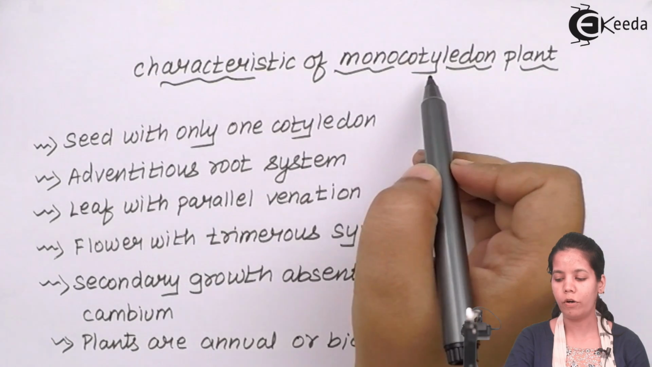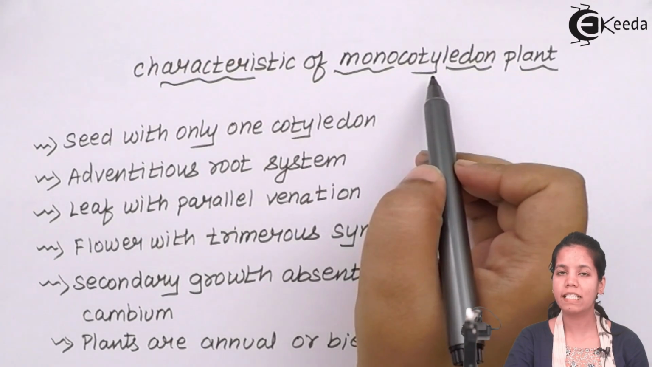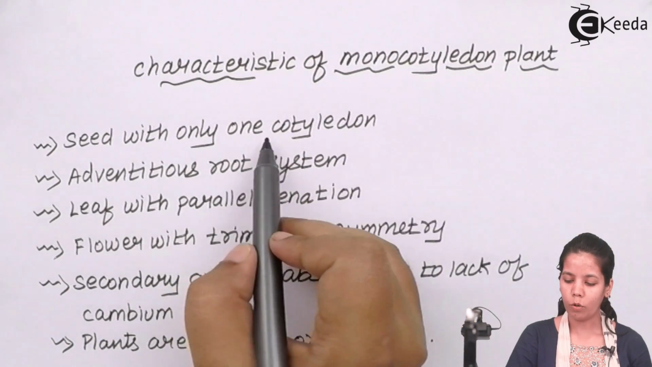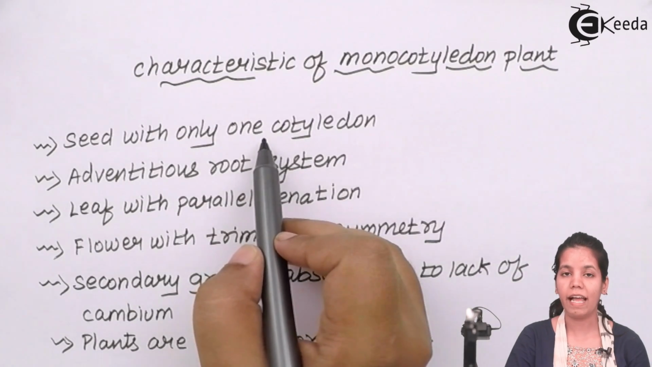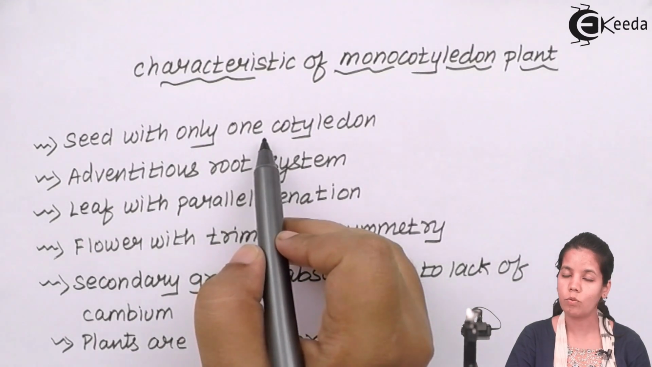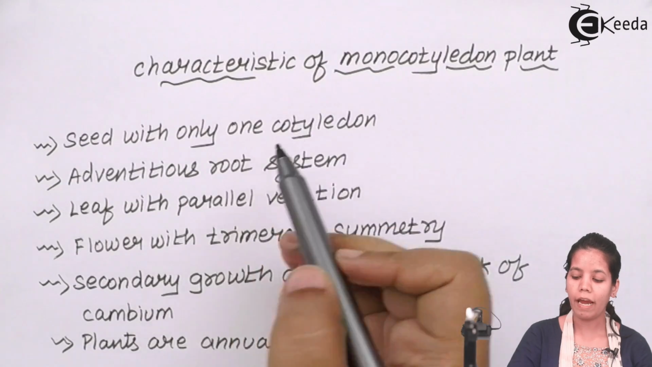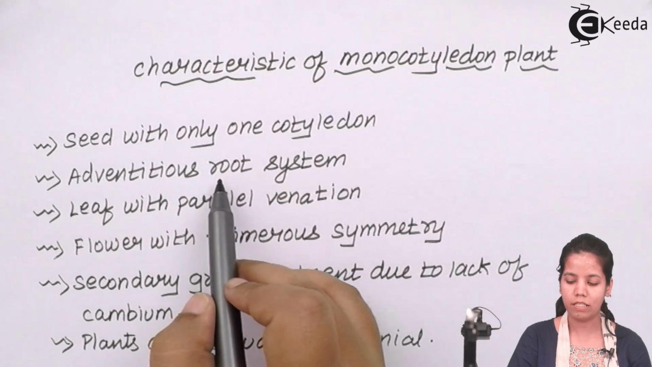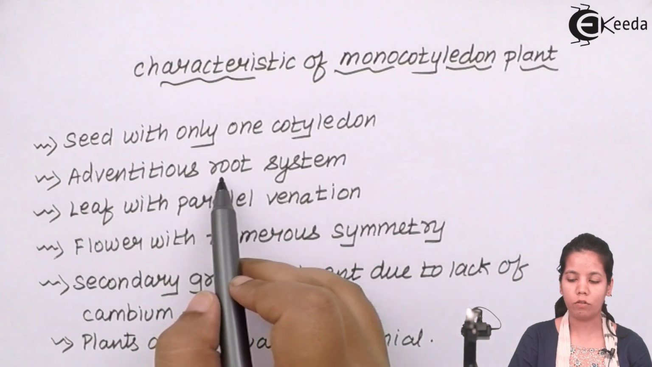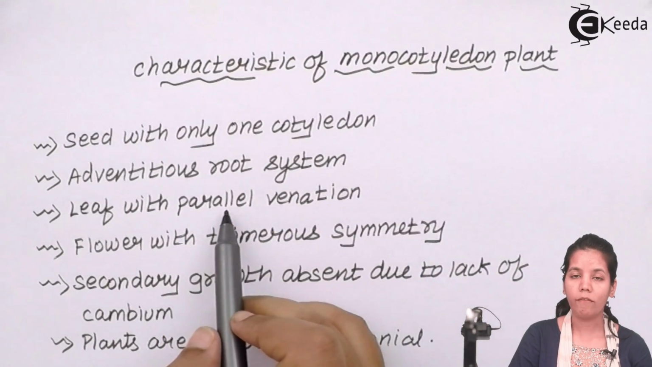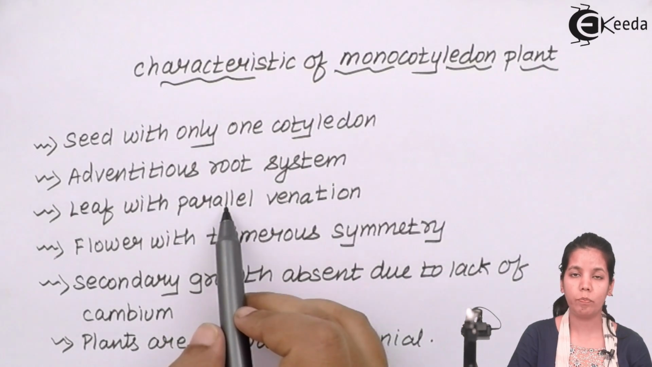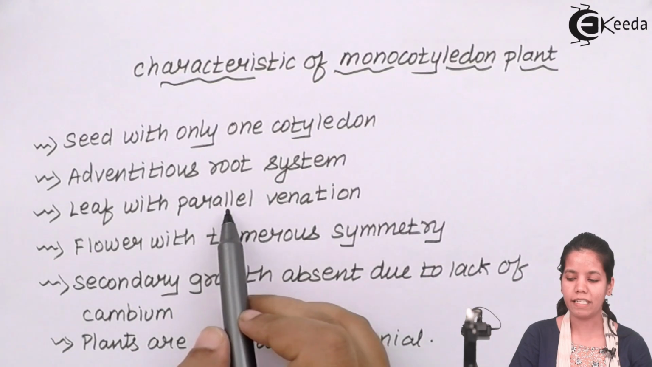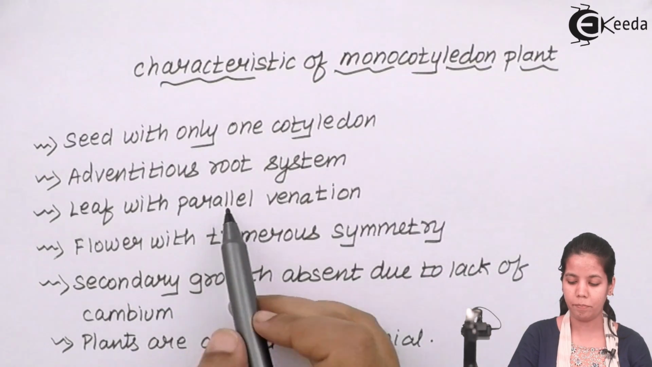Characteristics of monocotyledonous plants or single seed plants. Now, monocotyledonous plants basically have one cotyledon or just one embryo. They have adventitious or fibrous root system in them. They need a lot of water for their growth. Leaves will have only parallel venation, or you can say straight venations. An example of this could be rice plant.